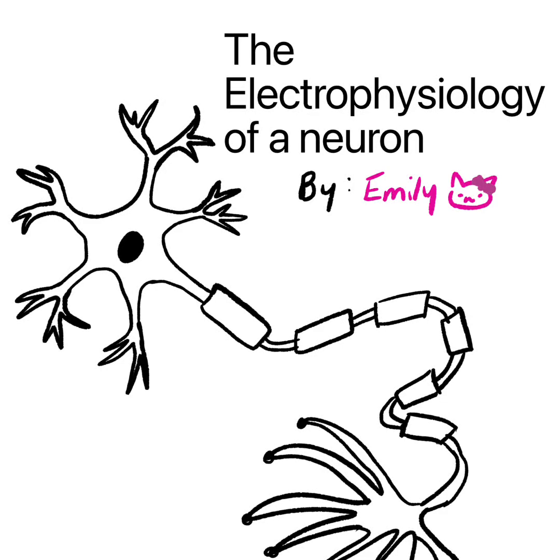Hello everyone, in this video I'll be explaining the three main electrical states of a neuron: the resting potential, local potential, and action potential, and I'll show you how each one works using my own drawings I made.